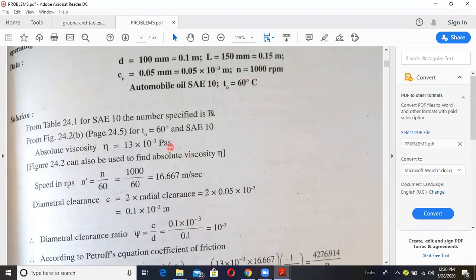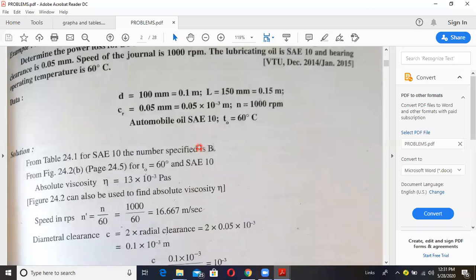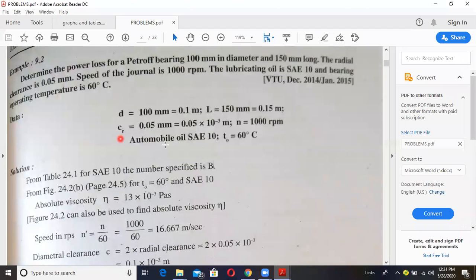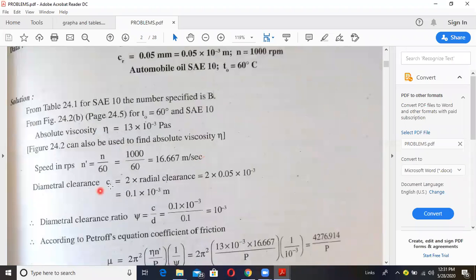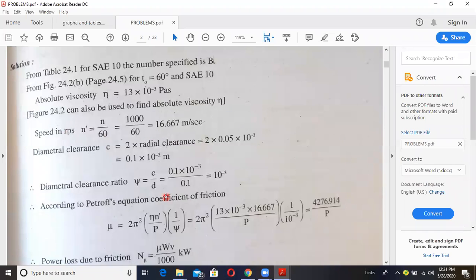Now, after calculating neta, since next they have given radial clearance, we are going to calculate the diametrical clearance. Capital C is equal to 2 times the radial clearance. We got radial clearance. Then we are going to calculate speed in RPS. N dash is equal to n divided by 60. So these are the 3 unknowns we are going to find out. Then diametrical clearance ratio xi is equal to C divided by D.